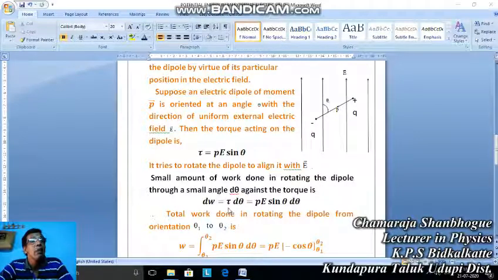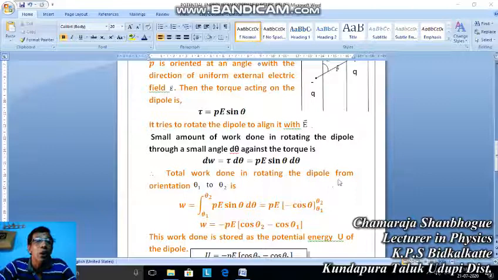Why did we use tau into d theta here? Because this is rotational motion. In the first year we studied that work done in case of rotational motion is torque into angular displacement. In case of linear motion, work done is nothing but force into displacement. In case of angular motion, force is replaced by torque, and linear displacement is replaced by angular displacement. So substitute the value of tau here: PE sin theta d theta.